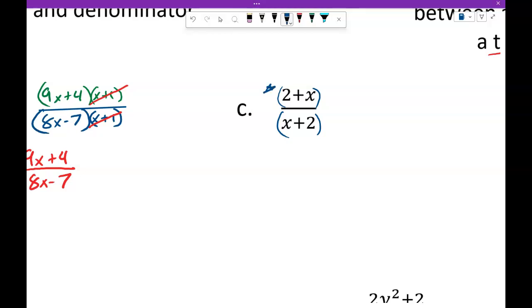However, note that I'm adding in my numerator. 2 plus x is the same as x plus 2. Commutative property of addition. We can rearrange these 2 terms. The order of addition doesn't matter. Well, now I look and I see that I have x plus 2 over x plus 2. When I divide something by itself, it simply equals 1.